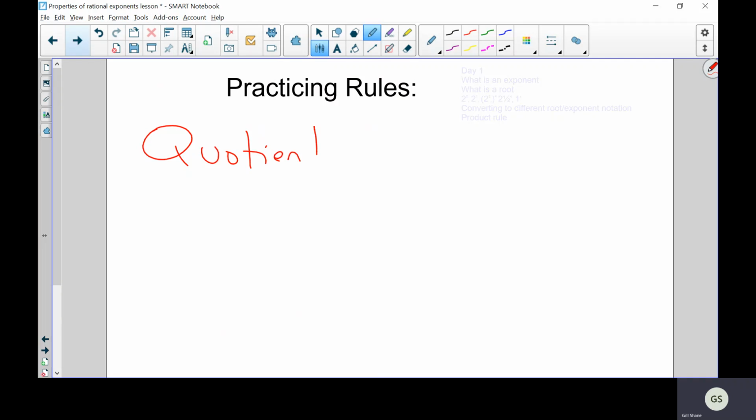So, I'm just going to write quotient, but it says quotient of powers. I'm not going to write the "of powers" part. So what letters do they use? A, M, right? So what do you notice about this problem right now?